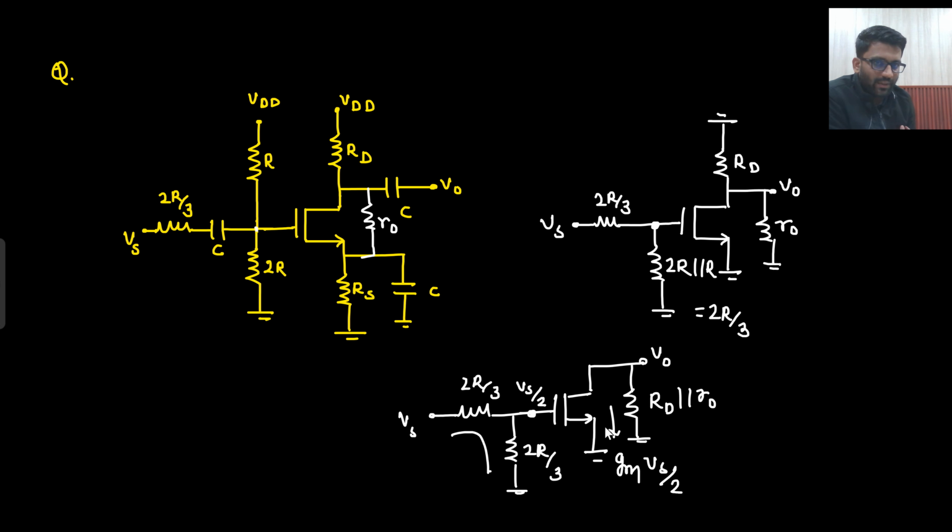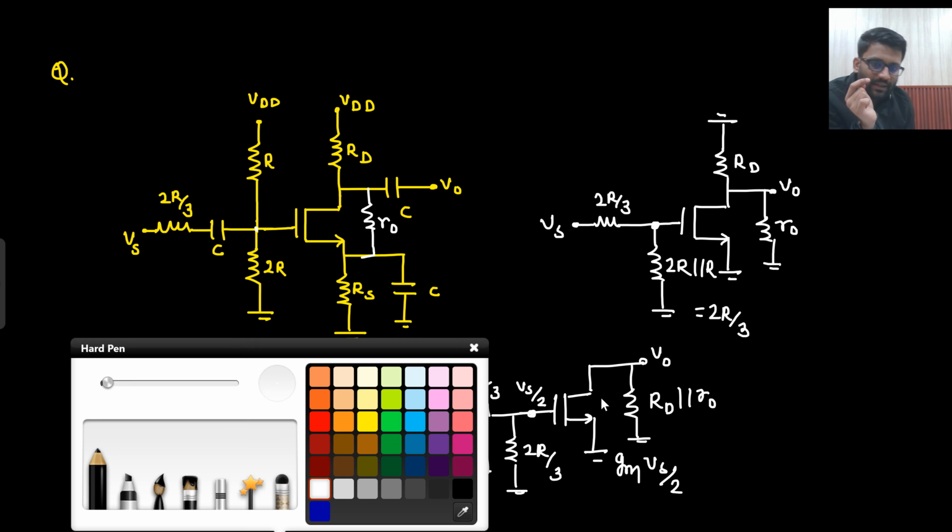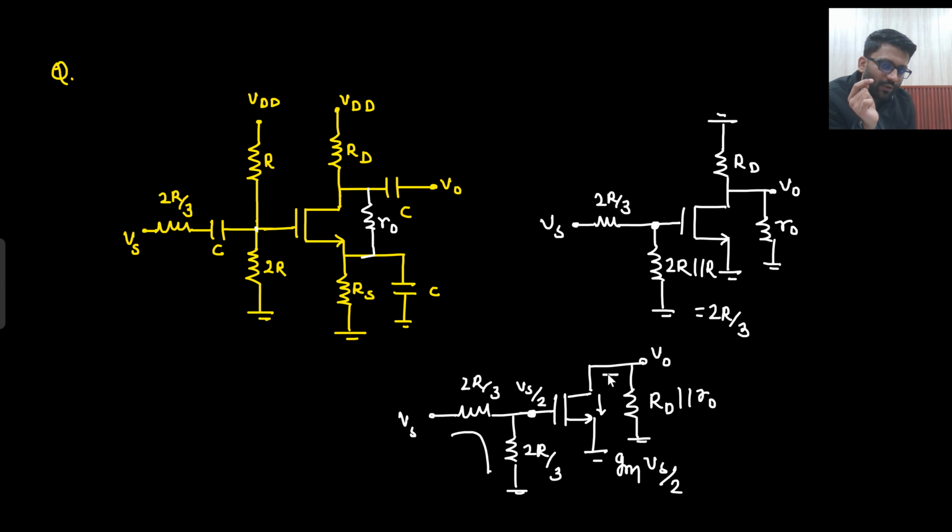If this is Vs by 2, what will be the current in this MOS? Gm Vs by 2. Now this Gm Vs by 2 has only one path to follow. That current will flow from here, and the same current will flow through Rd as well. So in Rd parallel with R0, Gm Vs by 2 current is flowing.